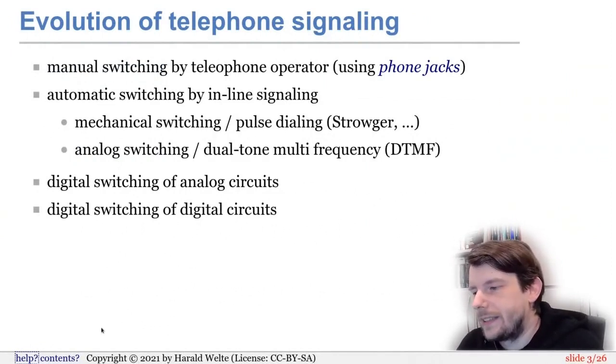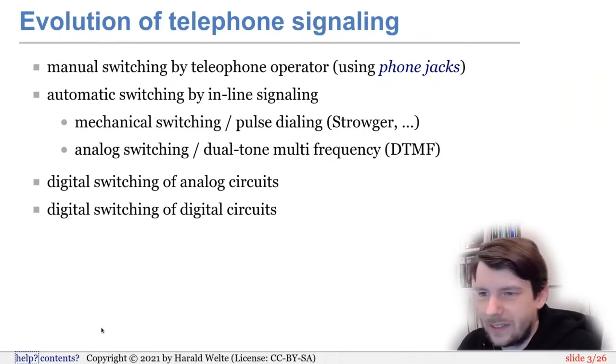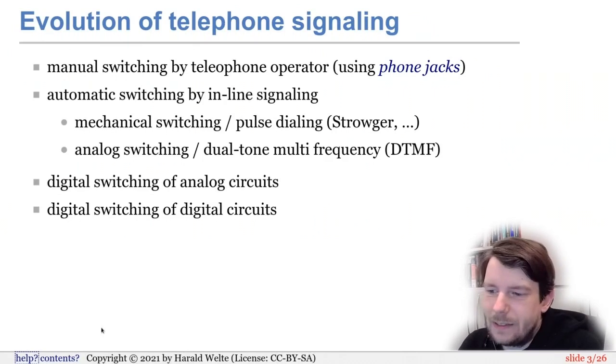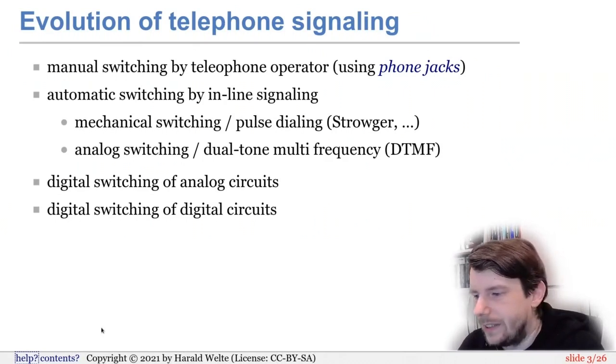If we go back more than 100 years, we end up with manual switching, basically phone jacks in large boards that human operators plug in to make connections between telephone lines. Slightly later, there was automatic switching by inline signaling with mechanical switches based on pulse dialing. So there are the Strowger machines, or in German, the Hebdrehwähler, for example, which were electromechanical devices used for switching between circuit switched analog telephone lines.